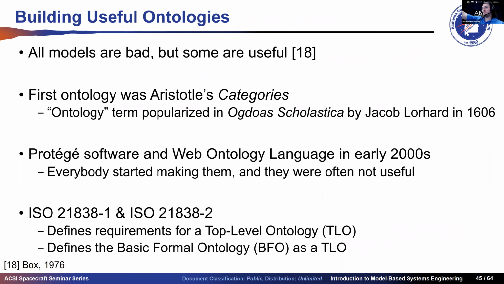So again, all models bad, some are useful. Ryan, that's 2. No, that's 3, I think. An ontology is a model. It is a specific rigorous model, but it's still a model.